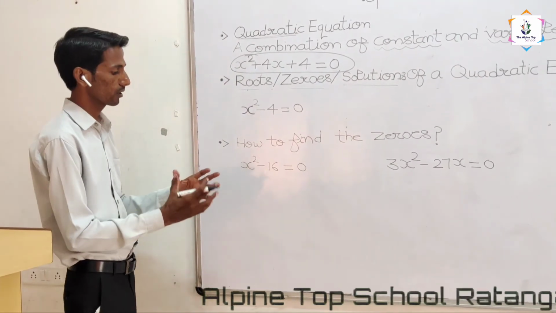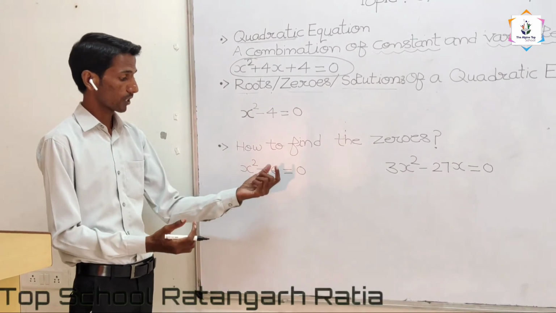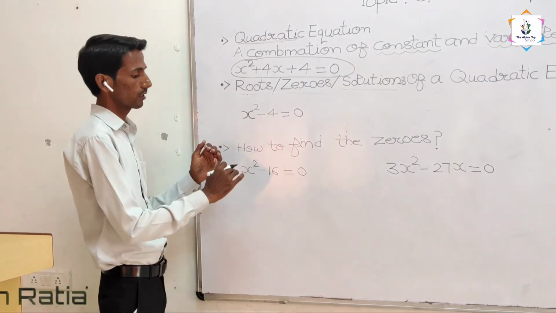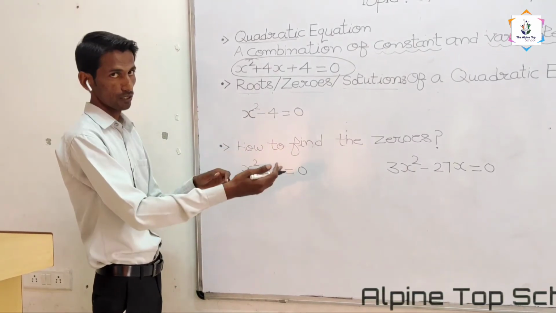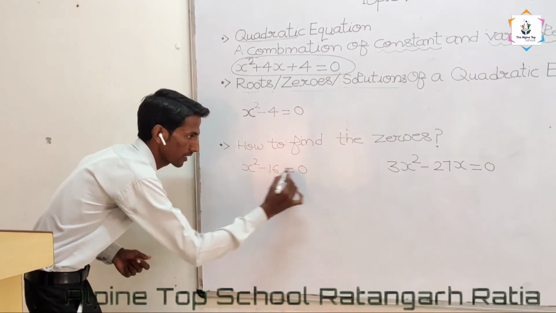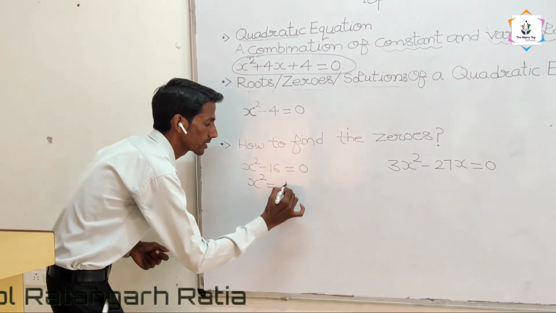Students, when you try to find its zeros with the help of the transposition method, obviously you will transfer one number from left to right or right to left. Now we shall start to solve it. x square minus 16 is equal to 0.